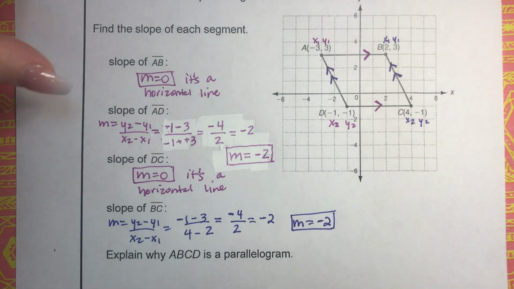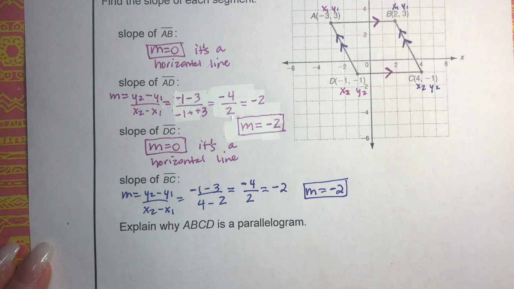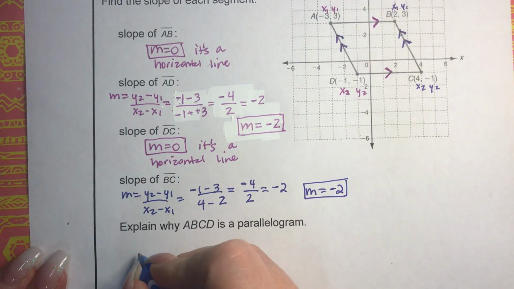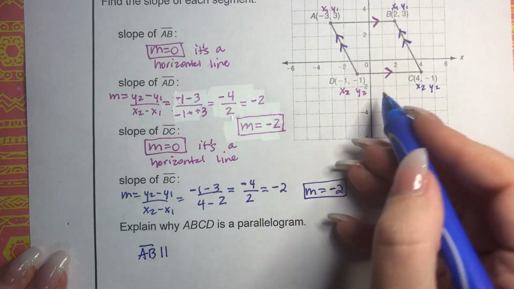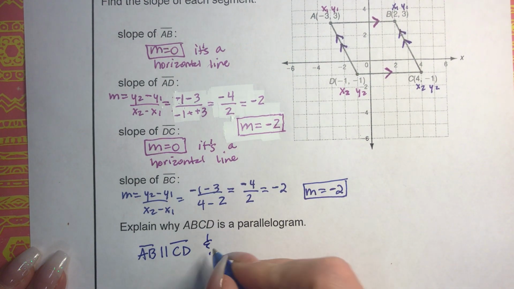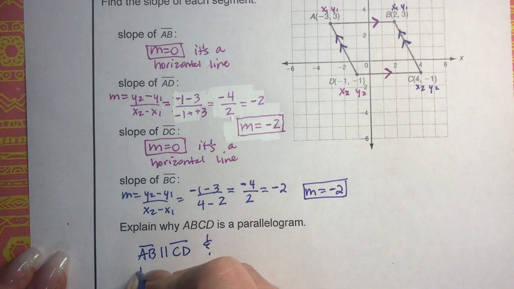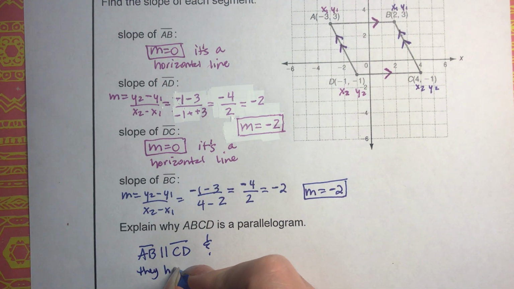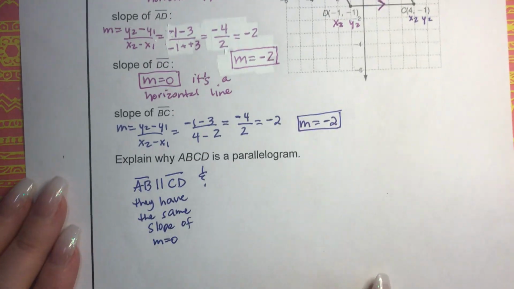Now we just need to explain why ABCD is a parallelogram. How we're going to say that is: line segment AB is parallel to line segment CD, and they have the same slope of M equals 0.